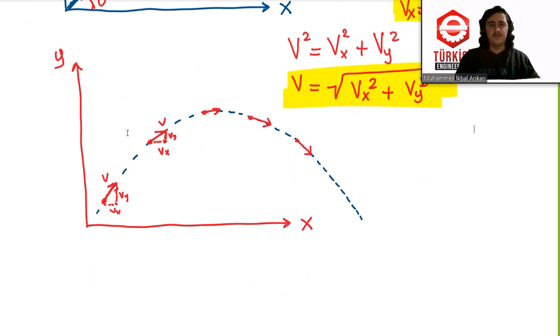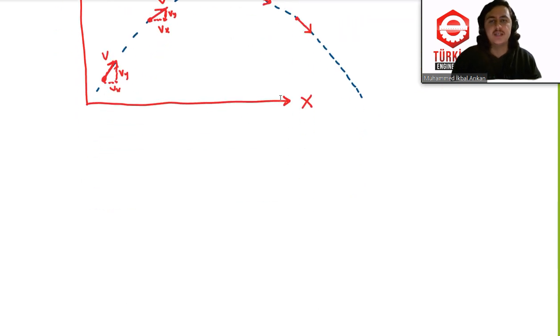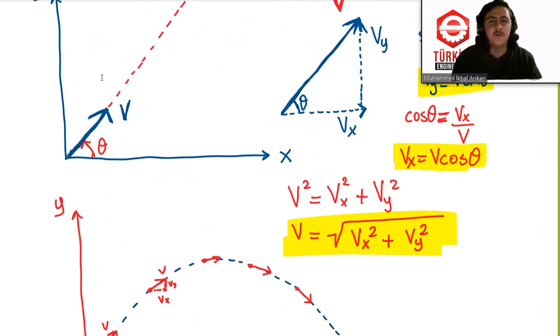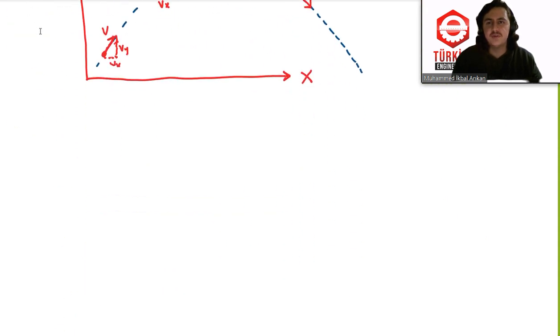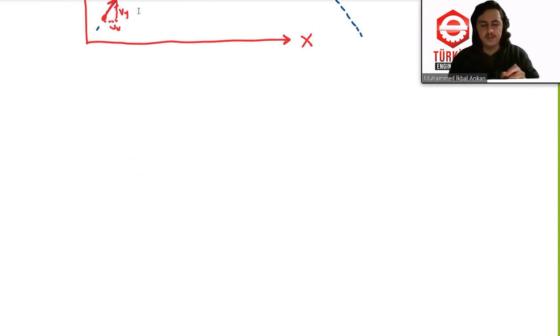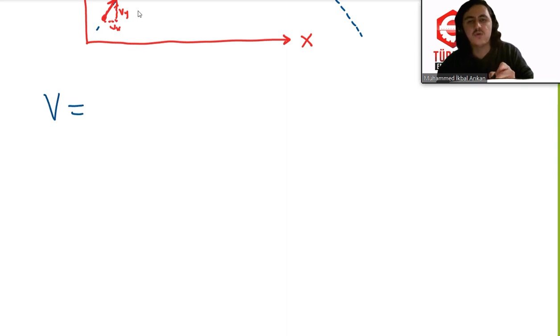So let's take one example to understand more, then solve two problems. In this video we will take just one example, and in the next video we will solve two different problems for velocity in a plane. But before the example, I will just explain what velocity is. Actually we put our velocity, but we didn't say what velocity actually means. Velocity is a vector quantity which has both magnitude and direction.